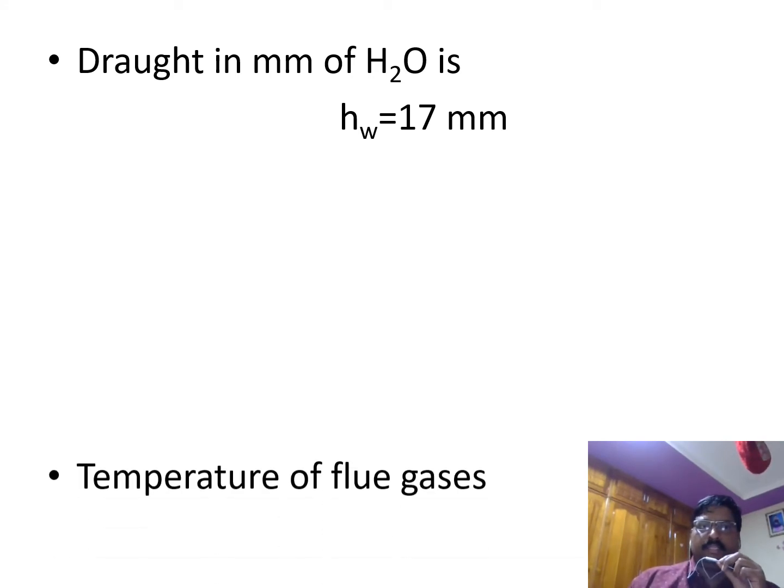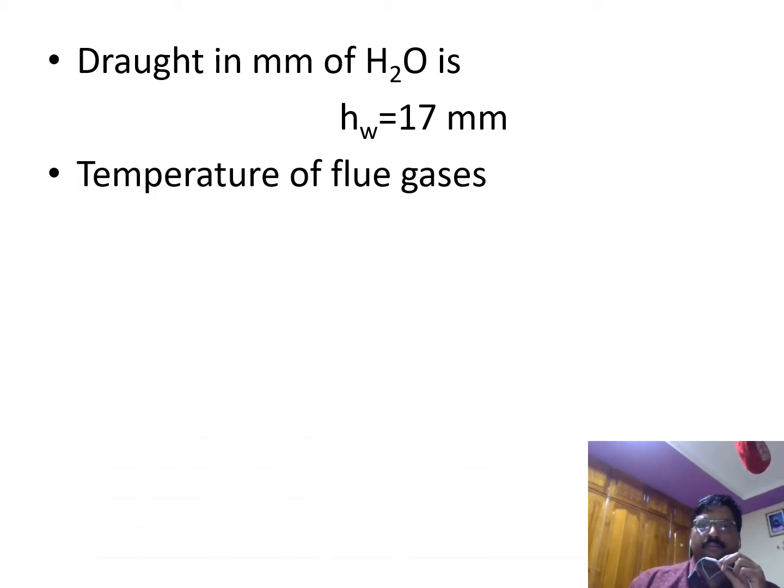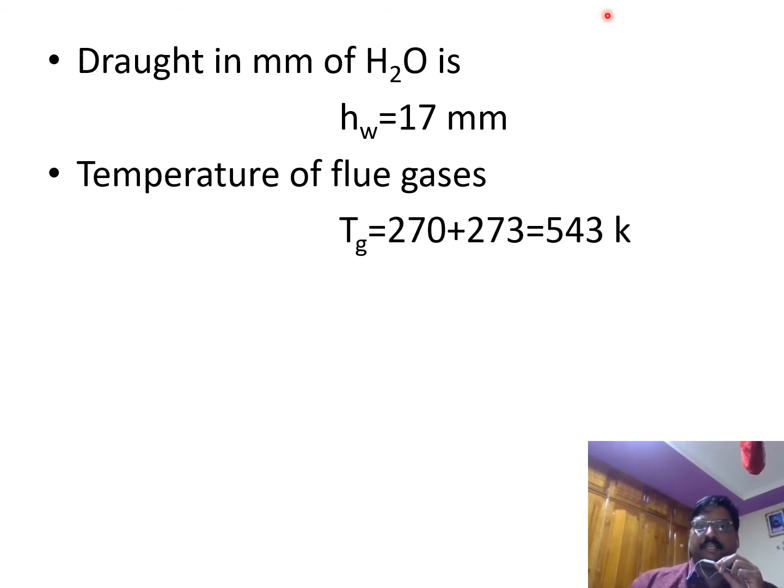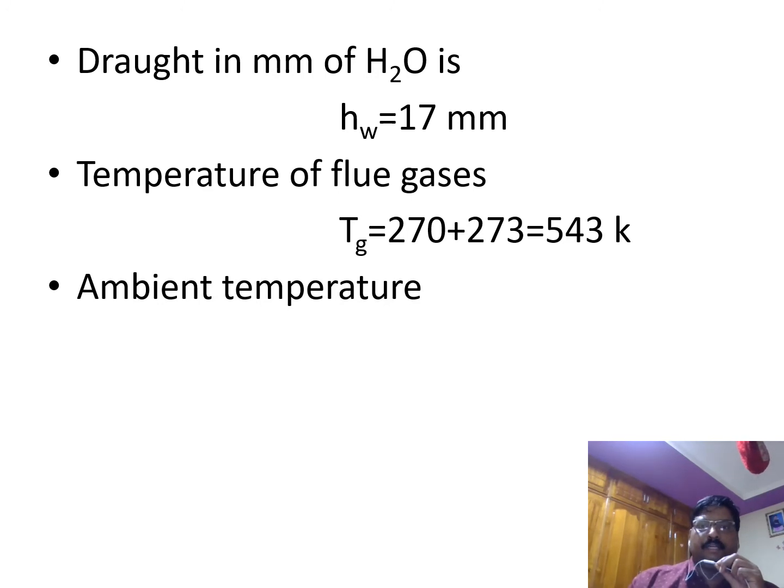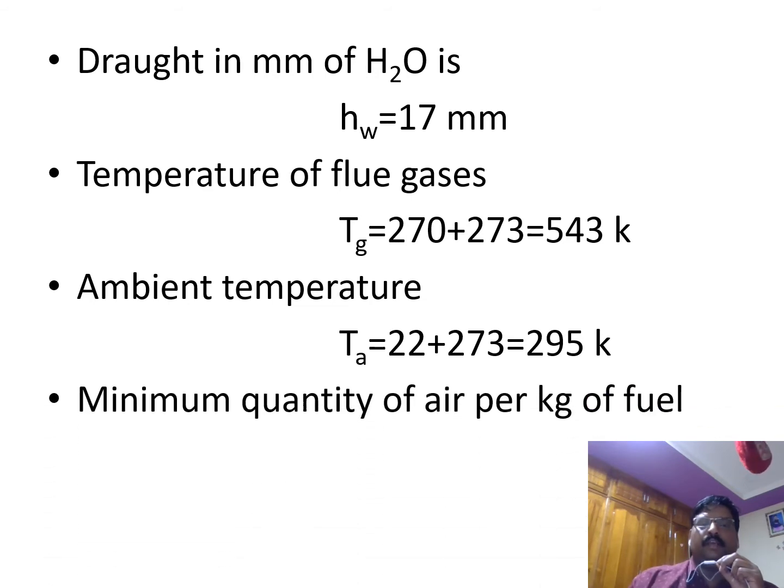Okay, so next, temperature of flue gases Tg is equal to 270 degrees centigrade. If you convert it into Kelvin, 270 plus 273, that is 543 Kelvin. Next, ambient temperature Ta is equal to 22 plus 273, that is 295 Kelvin. So minimum quantity of air per kg of fuel, MA value is given as 17 kgs.